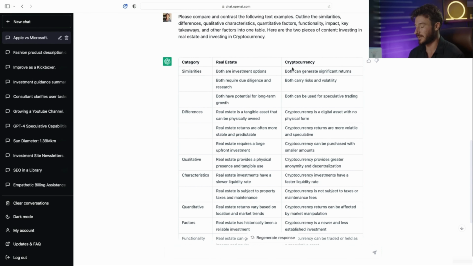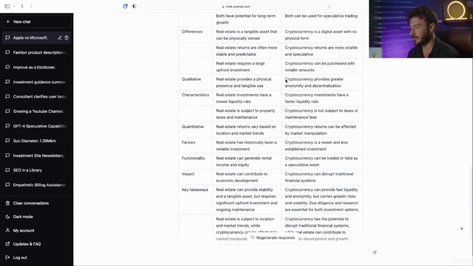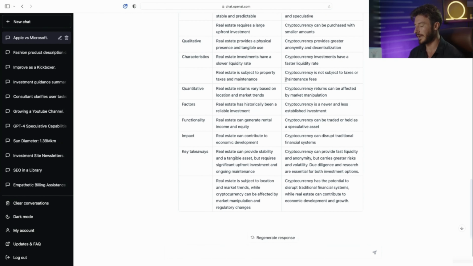So if you, for example, were wanting to invest money and you couldn't decide between real estate or crypto, asking ChatGPT to outline a table like this can really help you to make more informed decisions in your daily life.